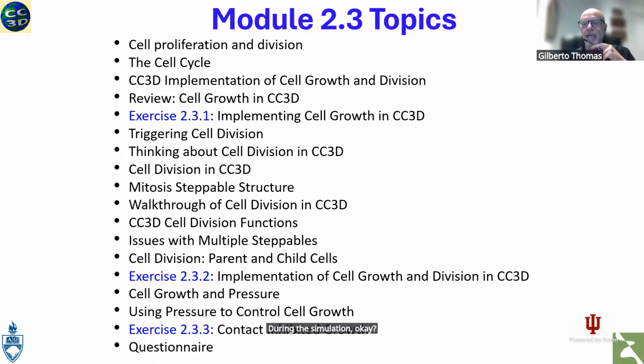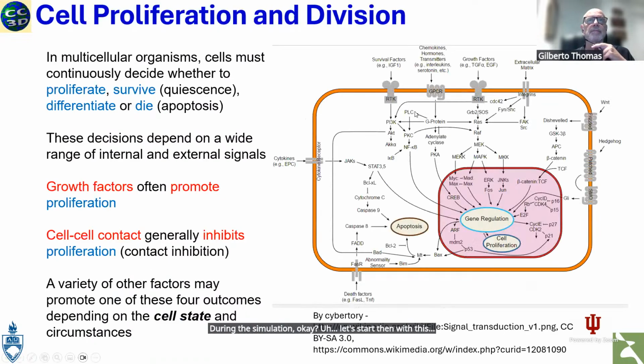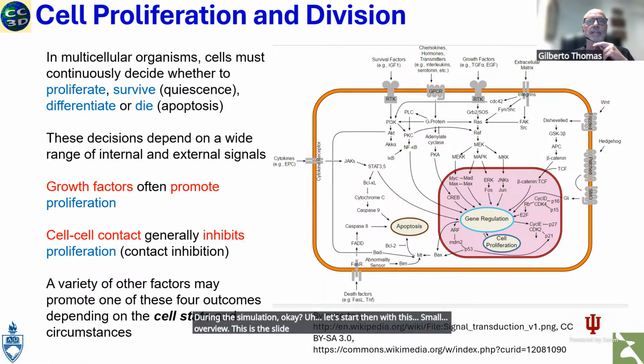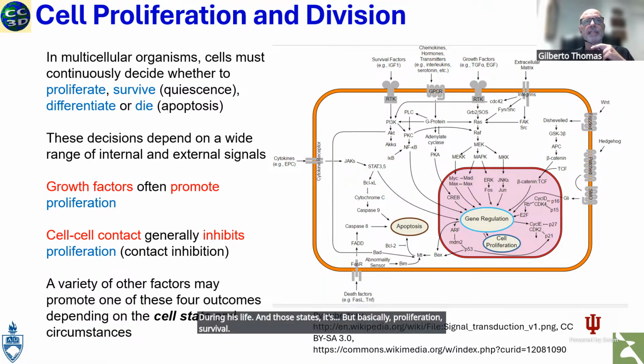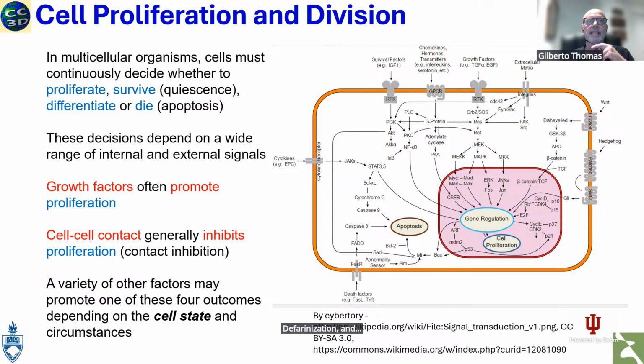Okay, let's start then with this small overview. This slide we already saw this morning with James. It tells you about states that the cell can be in during its life. And those states are basically proliferation, survival, differentiation, and death.